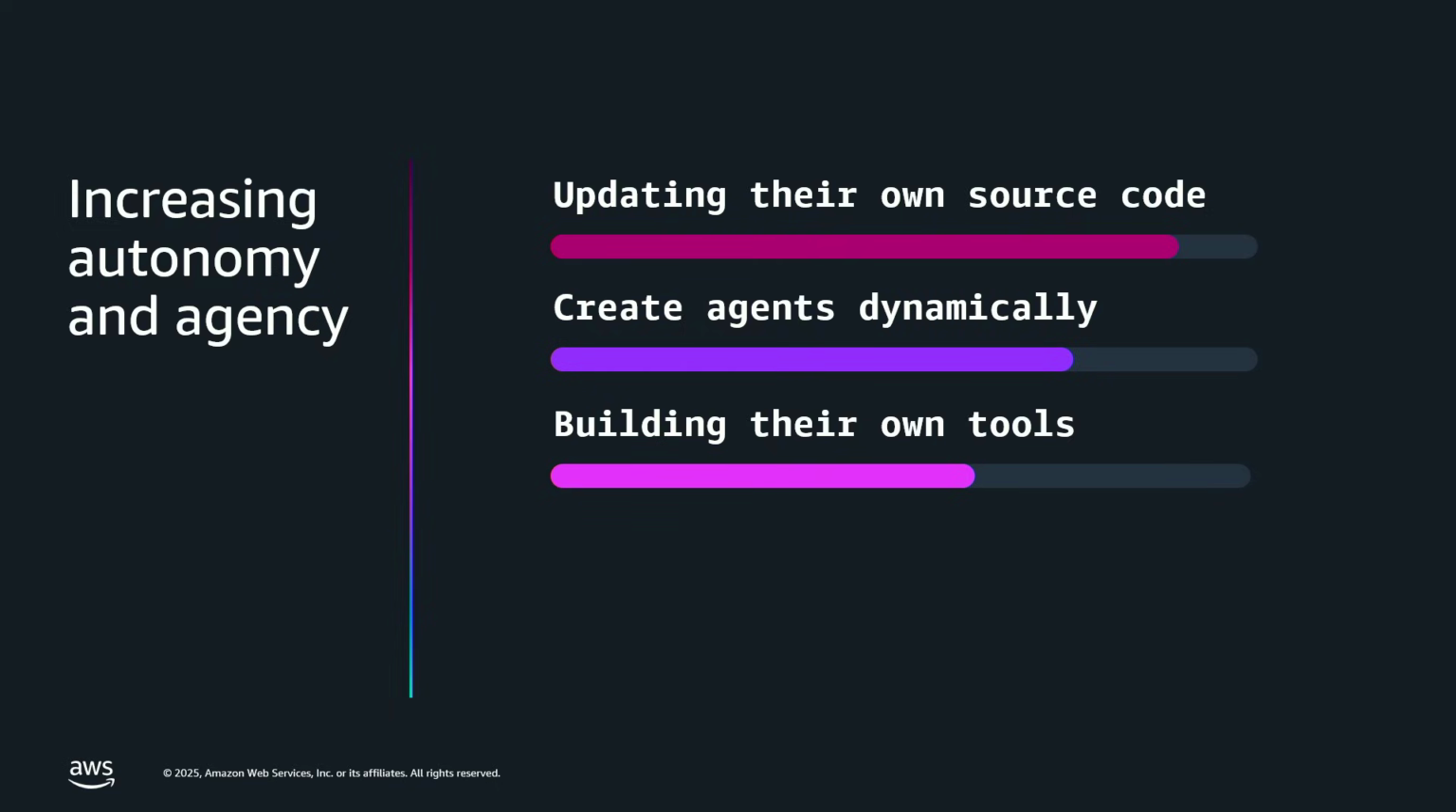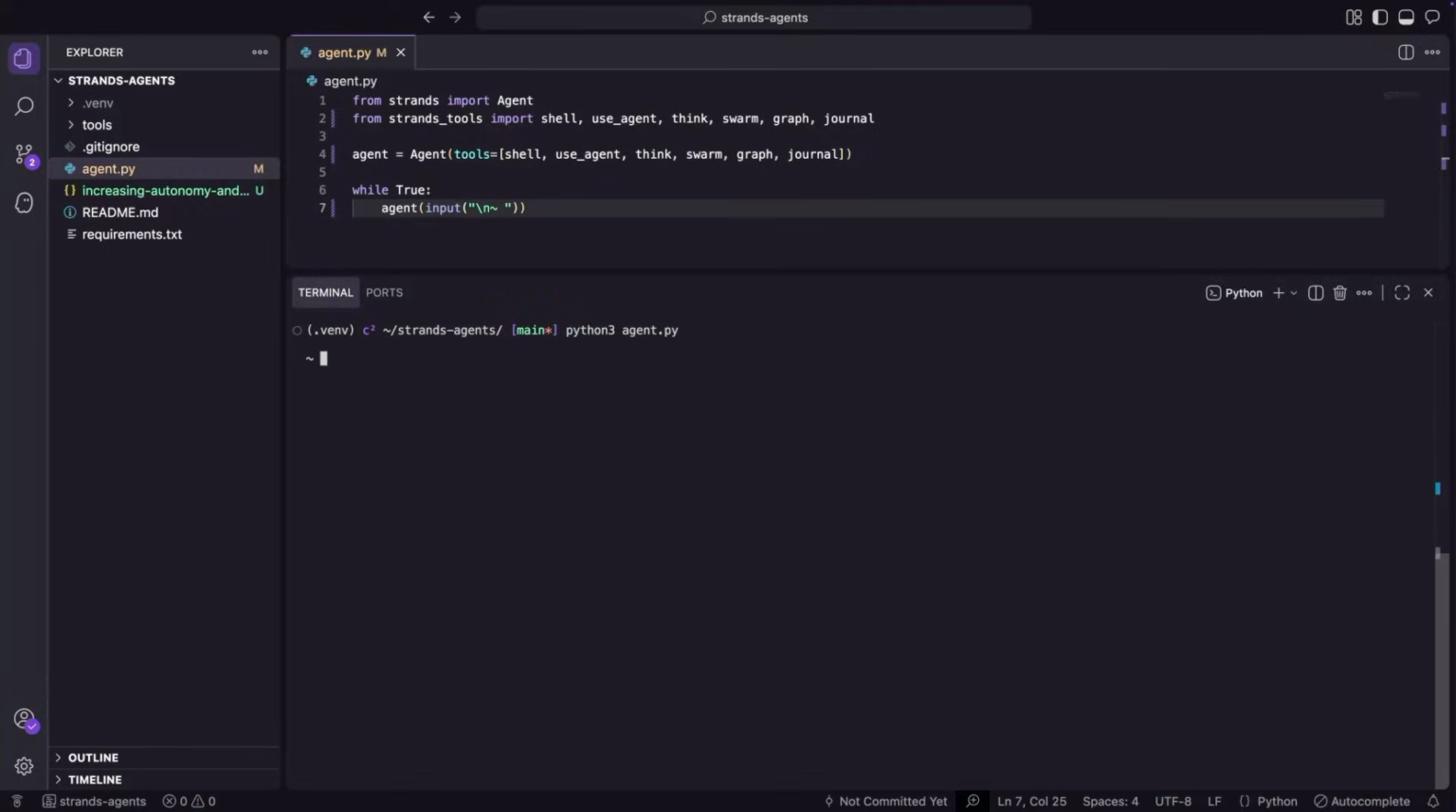Maybe it's a great time to give an example for this. Imagine your agent has a tool named use agent, right? And that agent tool will accept system prompt, tools, model provider, and model settings as parameters. So let's see that. In this example, I attached a couple of tools to the agent: shell, use agent, think, swarm, graph, and journal.